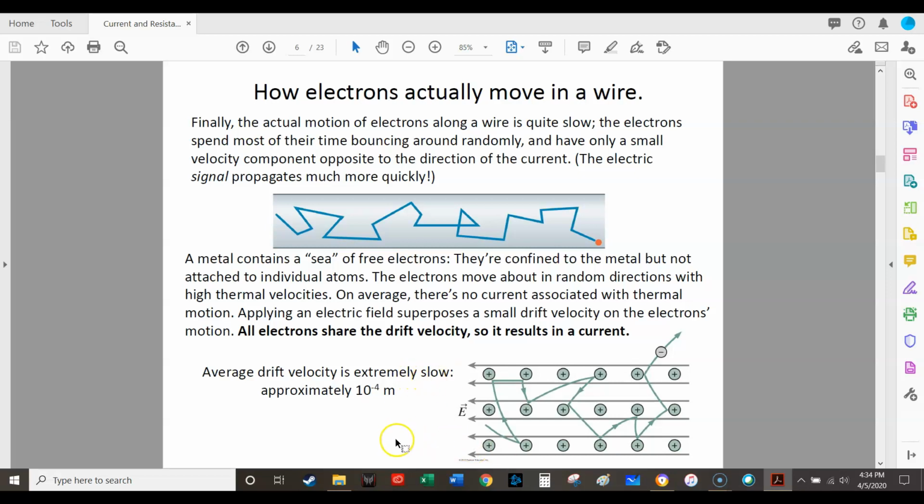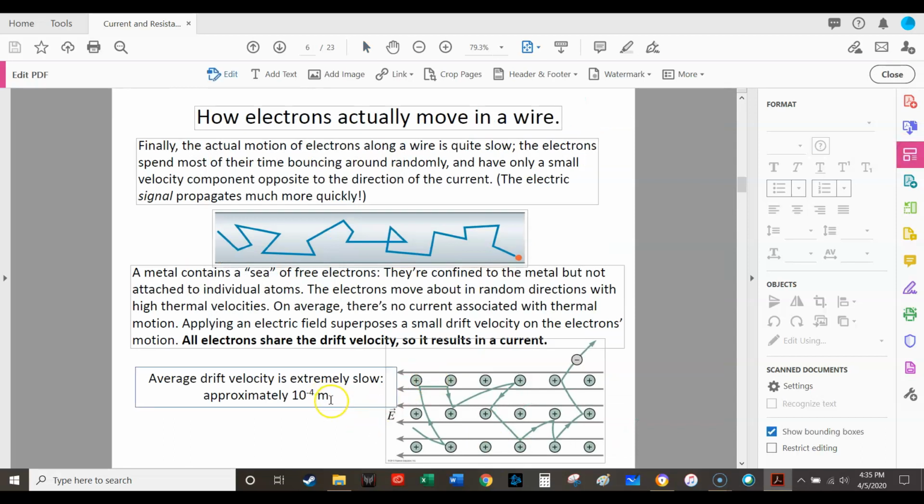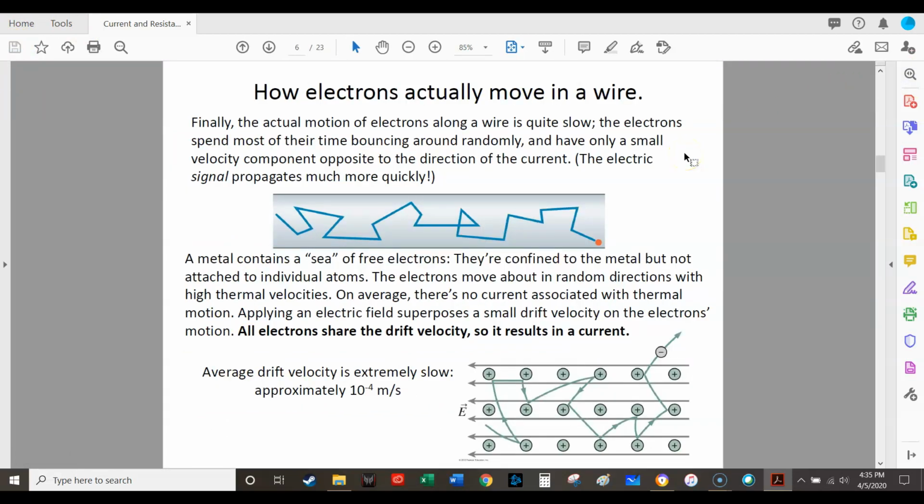Let me go ahead and change that right now. I'm going to go ahead and change that to meters per second. There we go. And close this. So electrons are flowing extremely slow. They're flowing at basically 1/10,000th of a meter per second. 1/10,000th. That's not even a millimeter. Okay. So it's extremely slow.